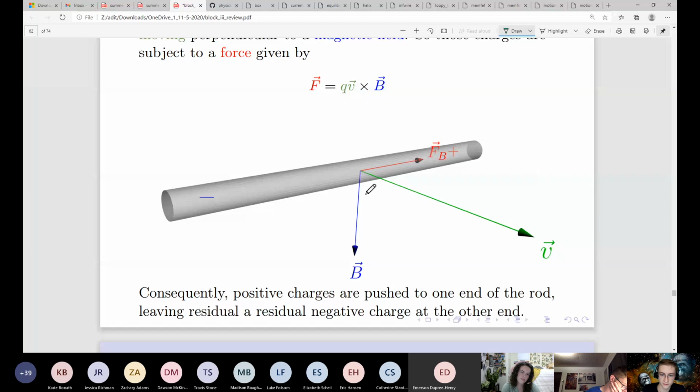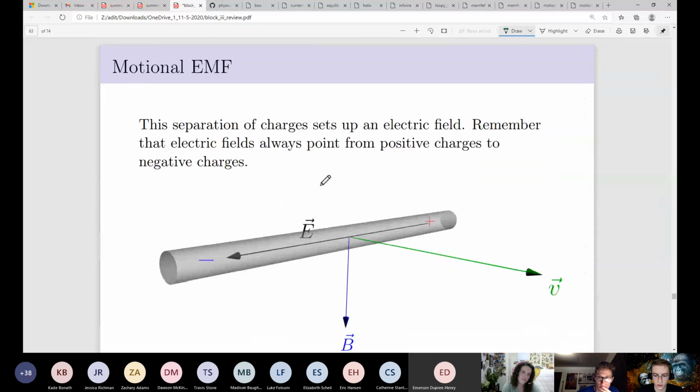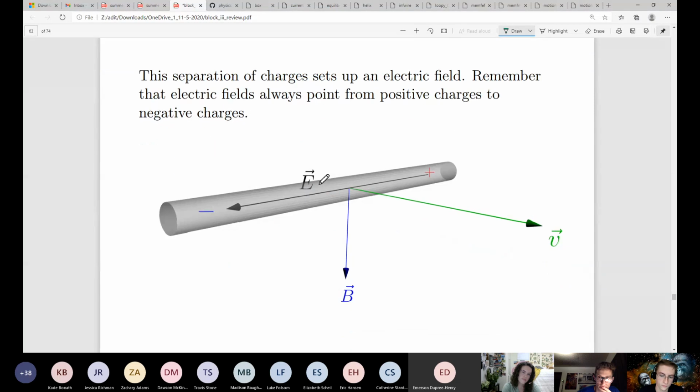Cool. So we have a magnetic force that's pushing charges to one end of the rod and leaving behind oppositely charged particles at the other end. What does that do? Well, whenever we have a separation of charges from positive charge to negative charge, there's going to be an electric field. So we have an electric field that's pointing along the rod from the positive charges to the negative charges.